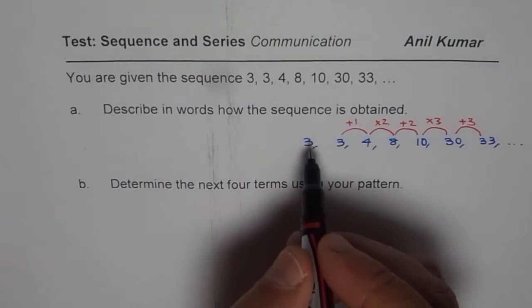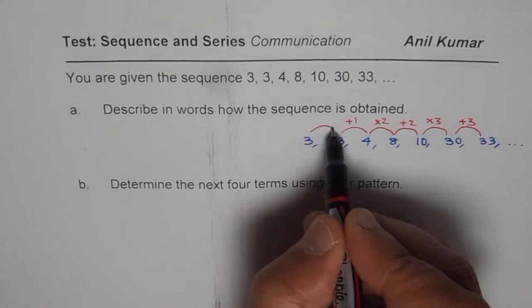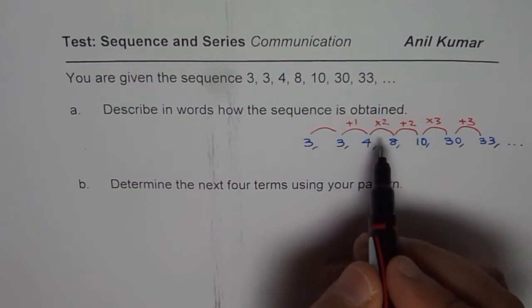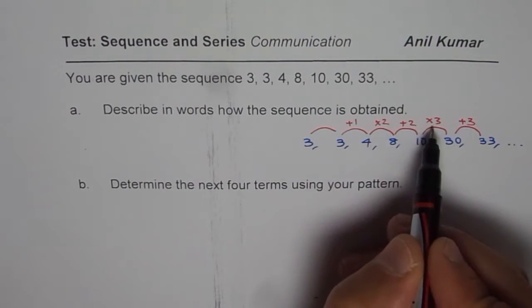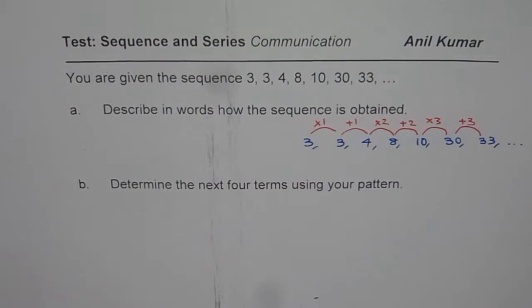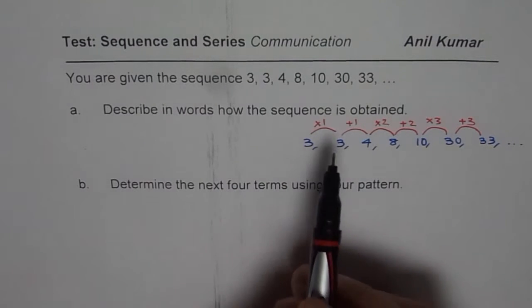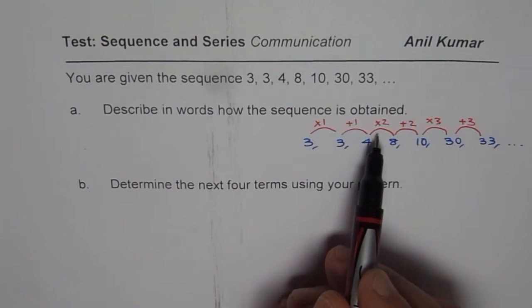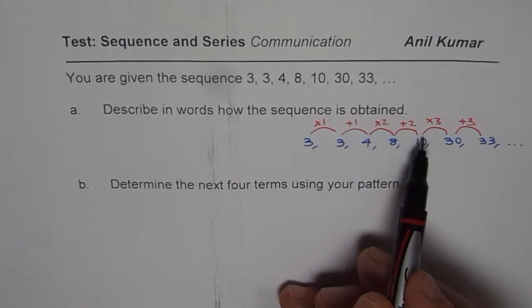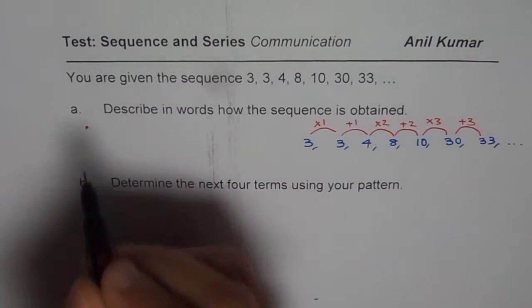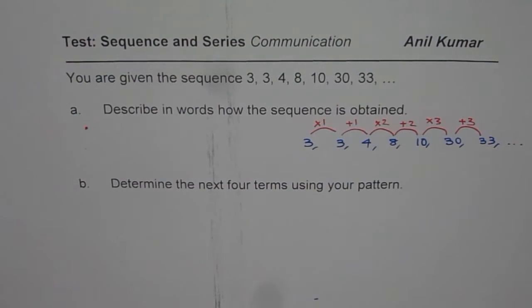Now how is the second 3 related with the first 3? If we follow this, alternately we are adding and alternately we are multiplying. We multiply by 2, times 3, and so on. So if I do times 1, I can get 3. So now the pattern seems to be clear, right? The pattern is that first you multiply by 1 and add 1, then you multiply by 2 and add 2, multiply by 3, add 3. Do you understand? So that is how you can describe the sequence.